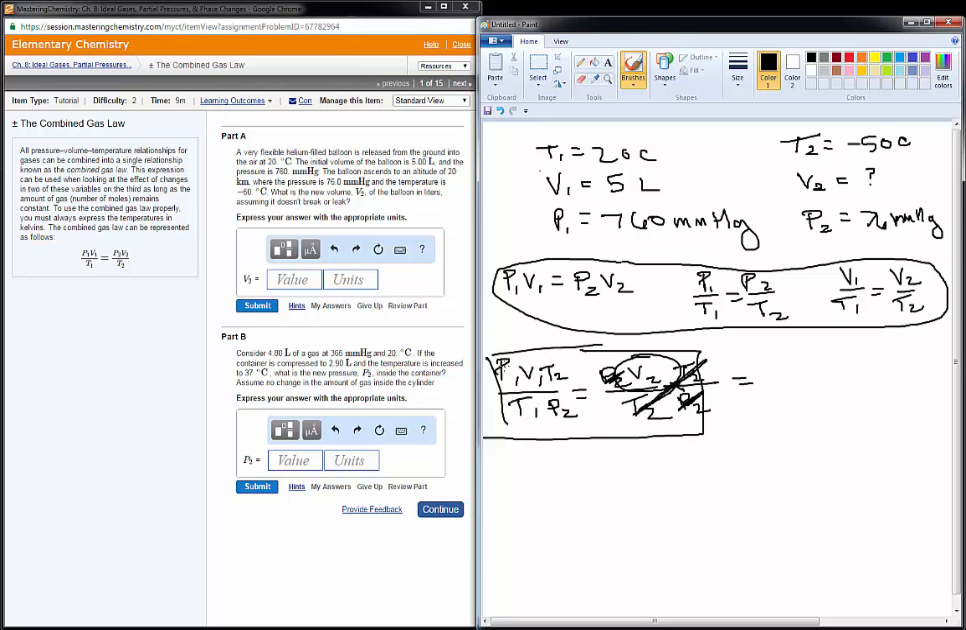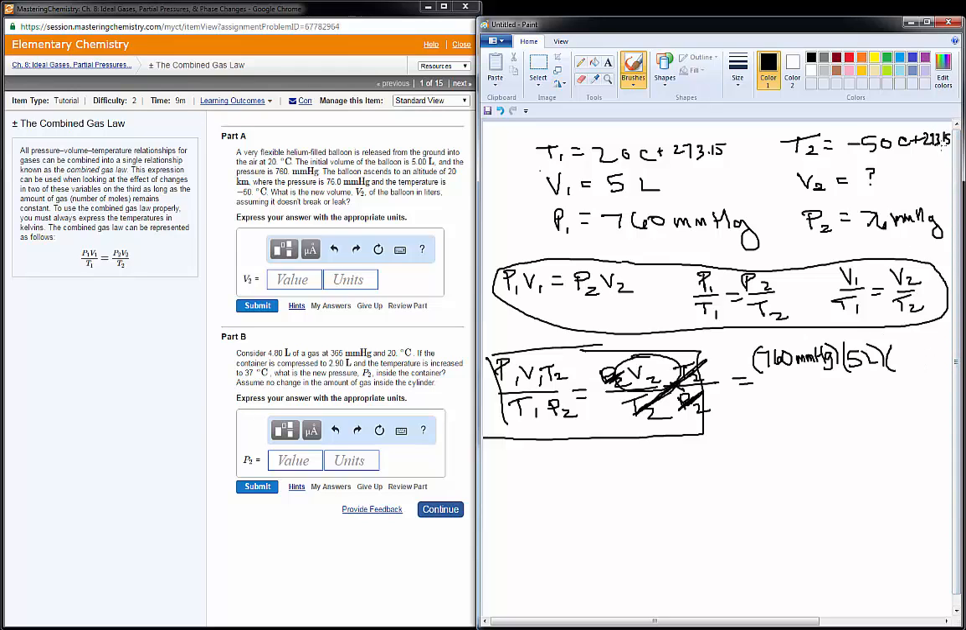And now we get V2, which is what we're looking for, is equal to P1 V1 T2 divided by T1 P2. Okay, so P1 was 760 millimeters of mercury. And I always include the units just to make sure that I don't make any mistakes. V1 is 5 liters. And T2 is negative 50 degrees Celsius. Remember, we can't use Celsius. We have to use Kelvin. And to convert, we're going to add 273.15 to each of these. That'll convert us to Kelvin.